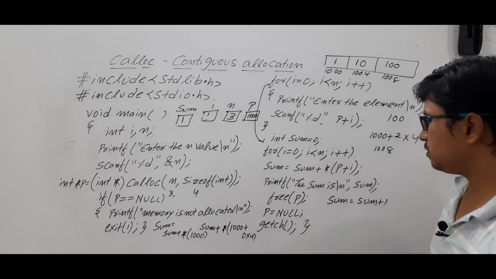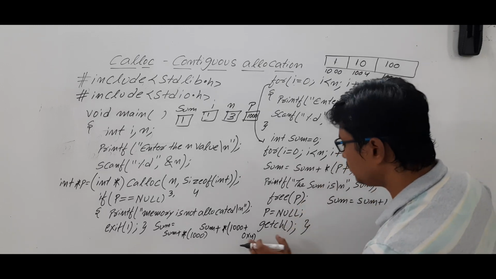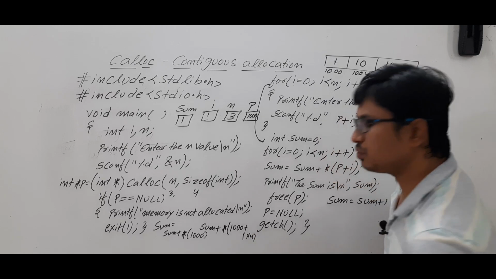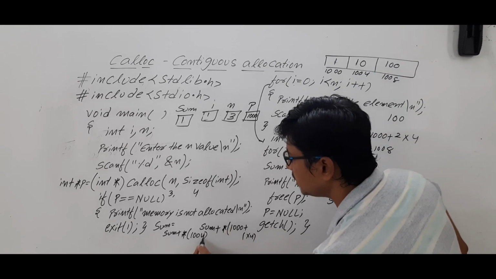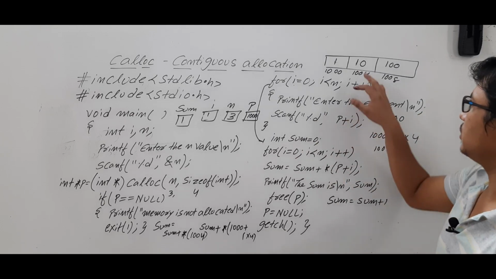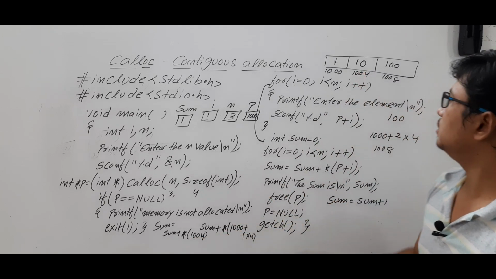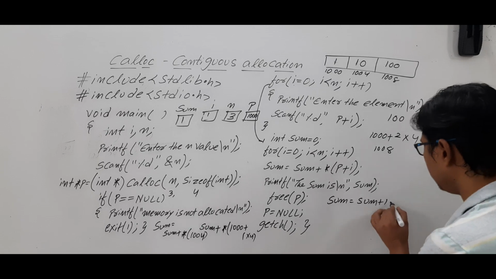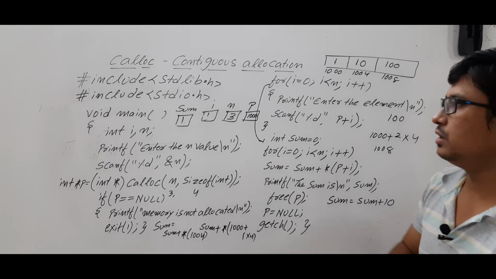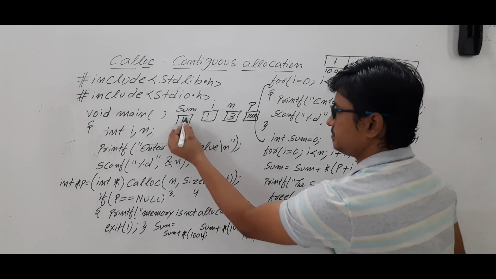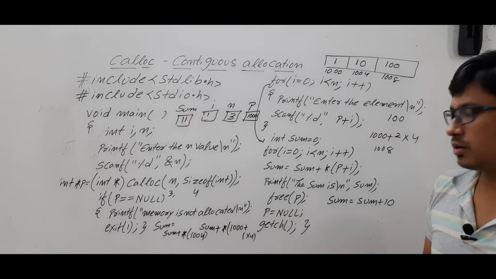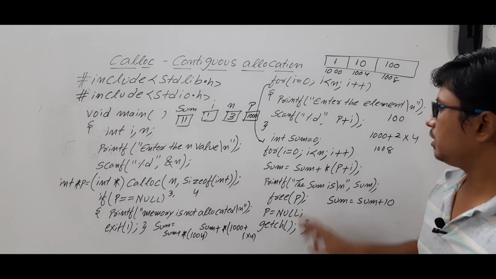Now the p value is 1000. The i value is 1, so it will be 1000 plus 1 into 4, which gives 1004. So it will go to the 1004 memory location and get that value, which is 10. So now it will be sum is equal to sum plus 10. What is the sum value? 1. 1 plus 10 is 11, which will be stored in the variable called sum.